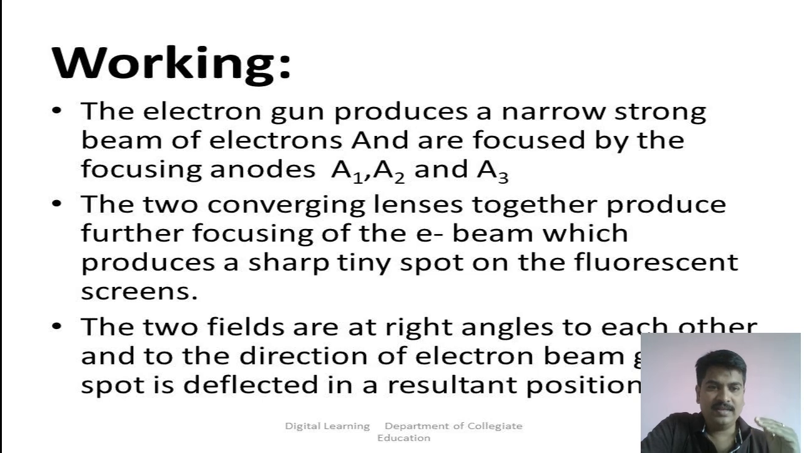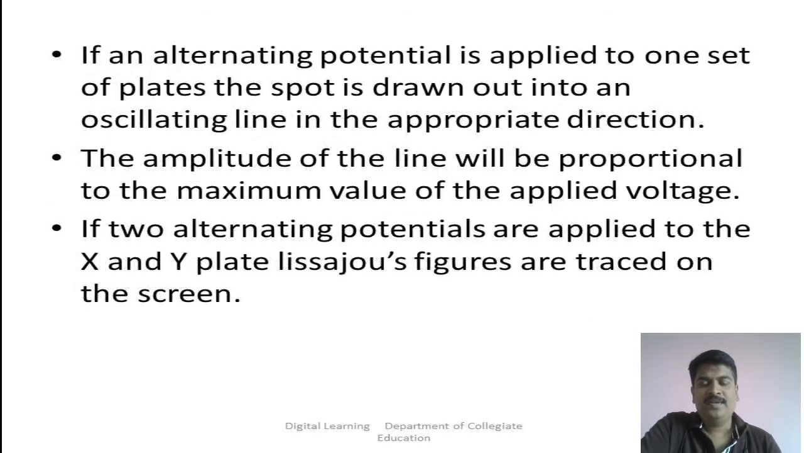Now we have two fields here to deflect the electron beam, which are given to the two plates. One is the X plate, another one is the Y plate. These two fields, which are at right angles to each other and to the direction of the electron beam, deflect the spot in the resultant direction. And now the spot is seen on the fluorescent screen.